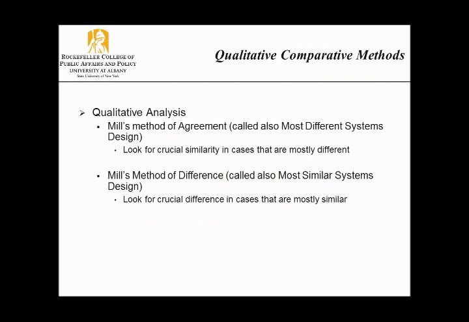For the purpose of this course, we will touch on two basic qualitative methods. First is Mill's method of agreement, or most different systems design. Second is Mill's method of difference, or most similar systems design. Now let's talk about how you would utilize each method.